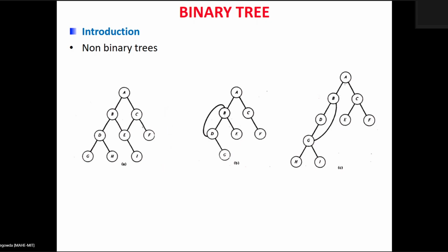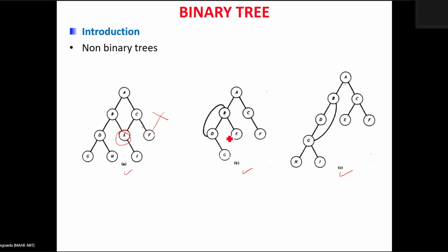Looking at these examples, I have 3 diagrams, A, B, and C. These are all not binary trees. If you look at the first one, E is a child of both B and C. It violates the definition of a binary tree, because a child should have a single parent. This example shows that E is a child of B as well as C, so it is not a binary tree.